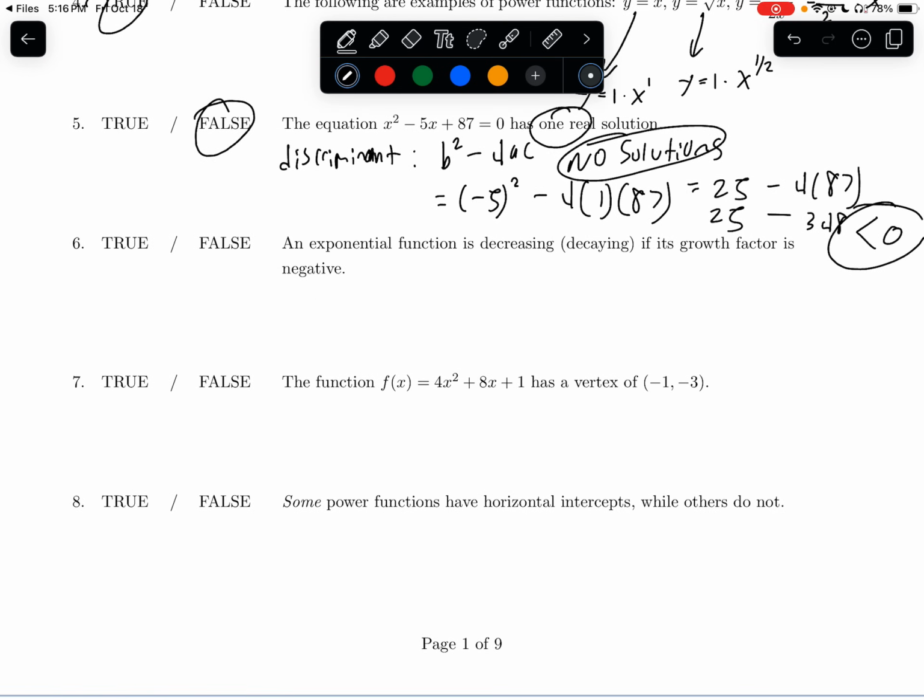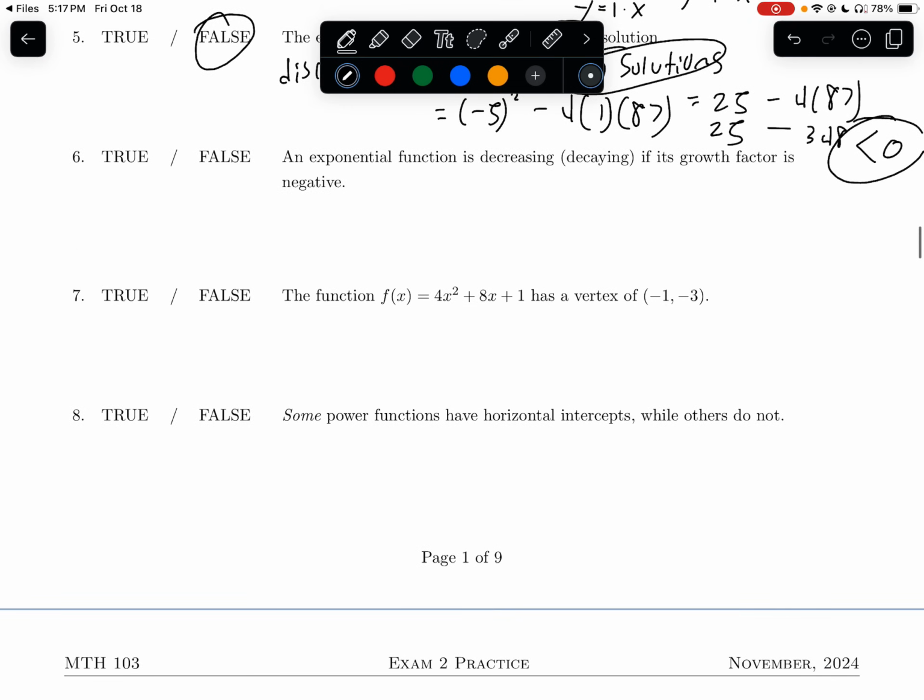If you tried to use the quadratic formula, you would encounter this, right? Because the discriminant shows up under the radical in the quadratic formula. That's how we know how many solutions it has. If you tried to find it, you wouldn't be able to compute it, and so it's another way you could show that it has no solutions as well.